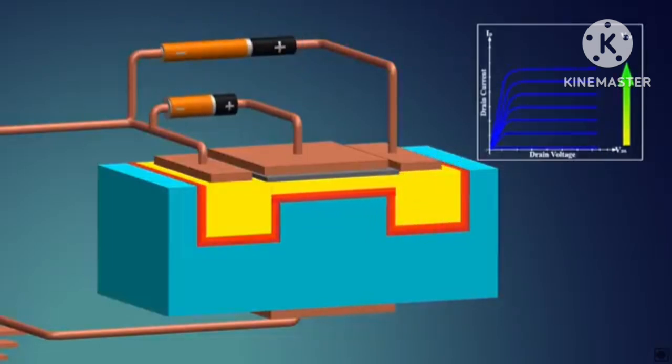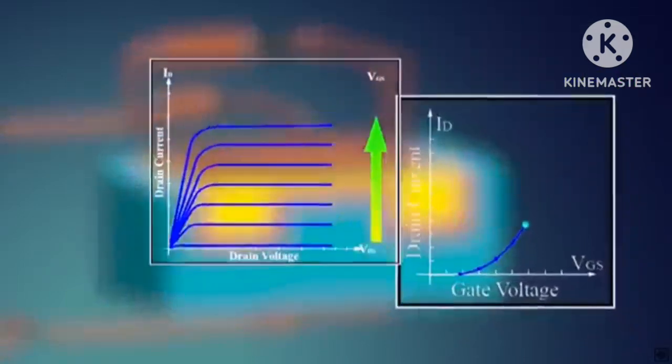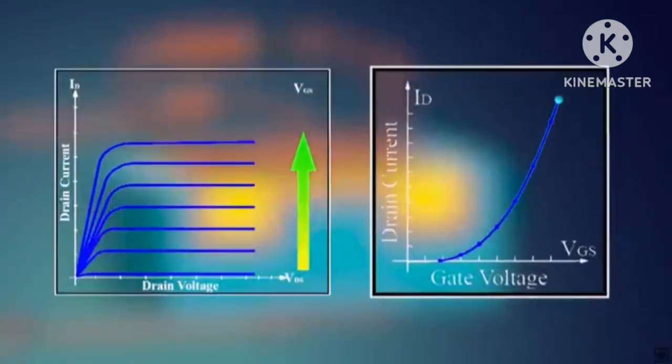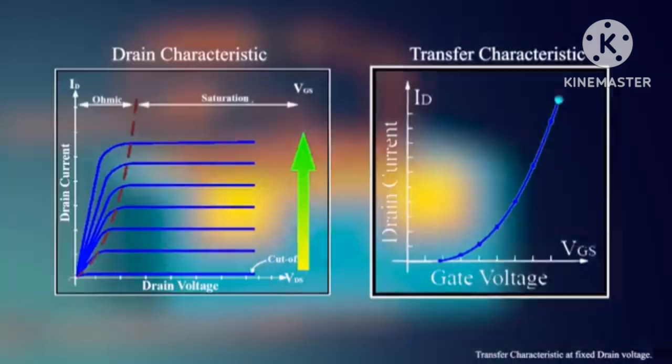Then, again increase the gate voltage. MOSFETs are also called voltage-controlled devices, because the amount of voltage at the gate controls the flow of current from drain to source. Also, there is no current flow from the gate. If you have noticed, the two graphs that we created are the characteristics of the MOSFET. This is the drain characteristics and this is the transfer characteristics.